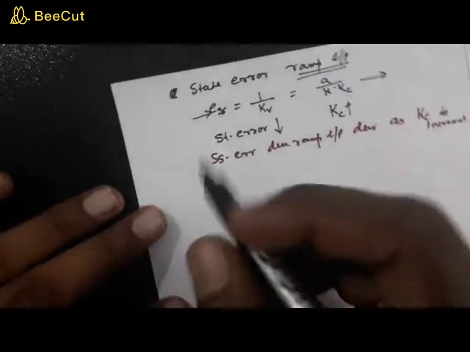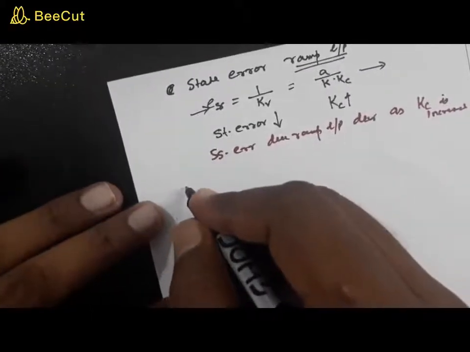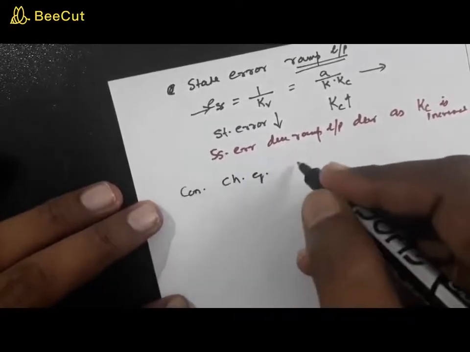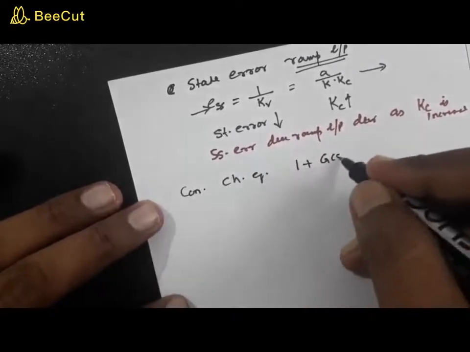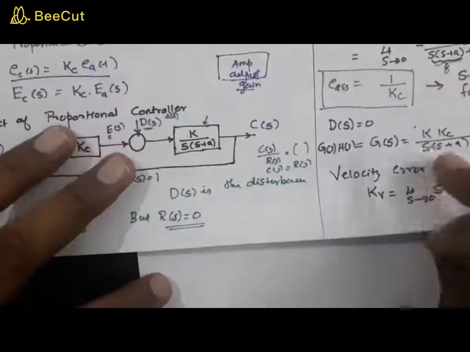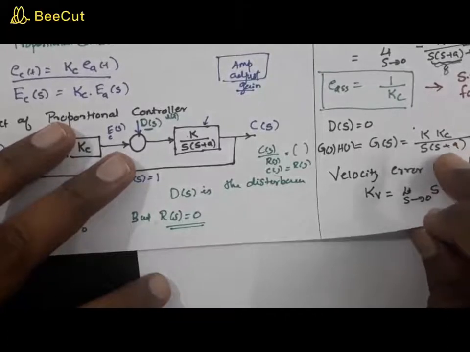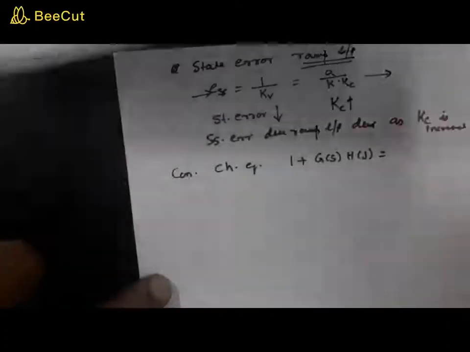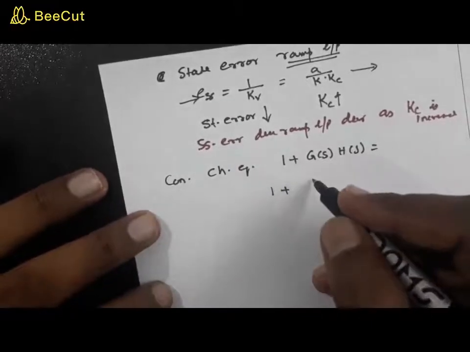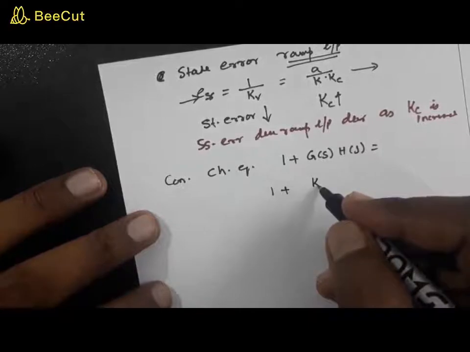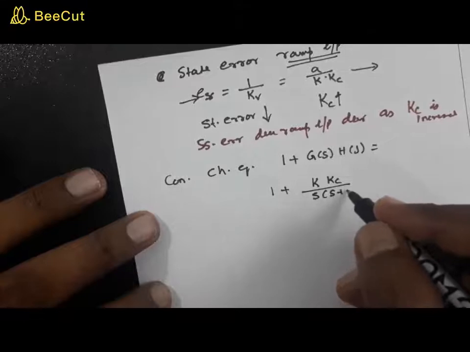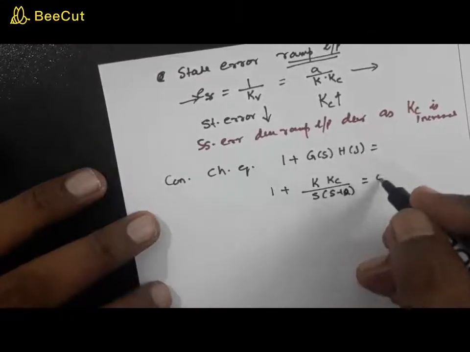Okay, so for that let us consider the characteristic equation. What is the characteristic equation? That is 1 plus G(s)H(s) is equal to 0, right? And what is G(s)H(s)? G(s)H(s) is K into Kc by s into (s plus a), right? So rewriting, you will get the characteristic equation as K into Kc divided by s into (s plus a) is equal to 0.